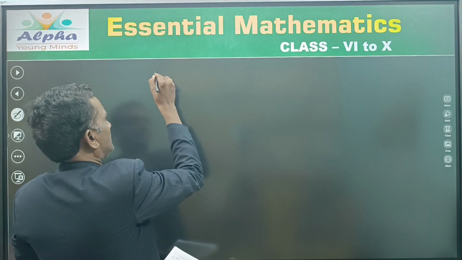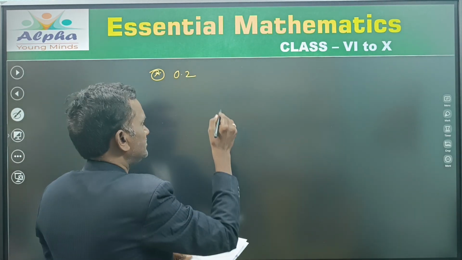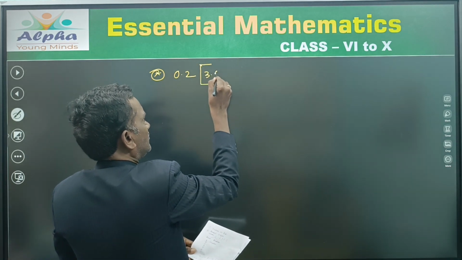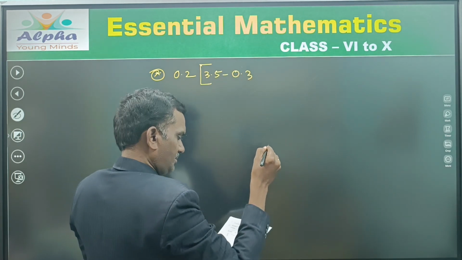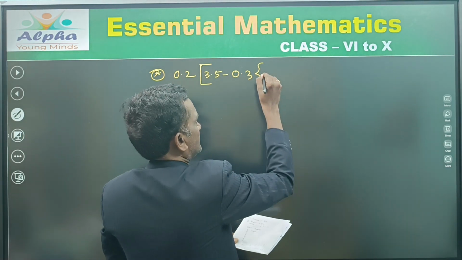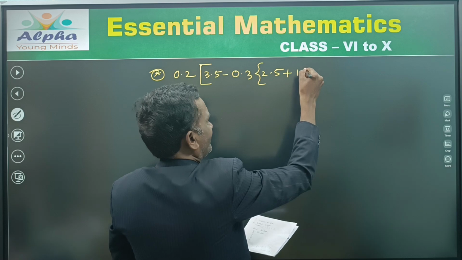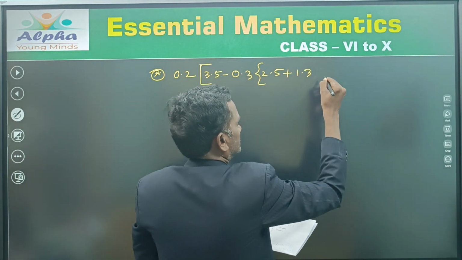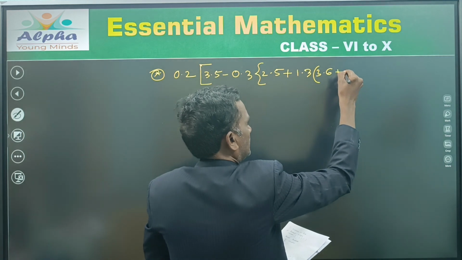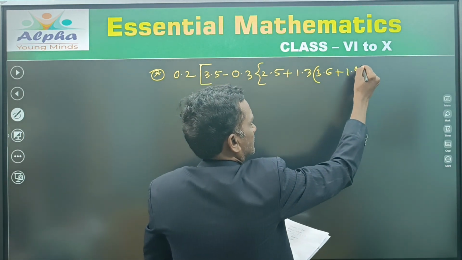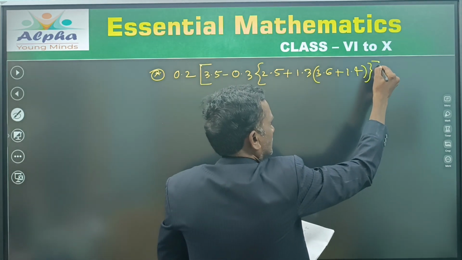See this. 0.2 square bracket starts 3.5 minus 0.3 curly brackets 2.5 plus 1.3 round bracket starts 3.6 plus 1.4 round brackets closed, curly brackets closed, square brackets closed.